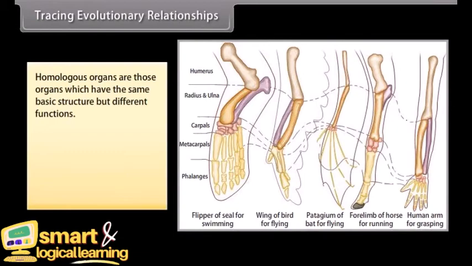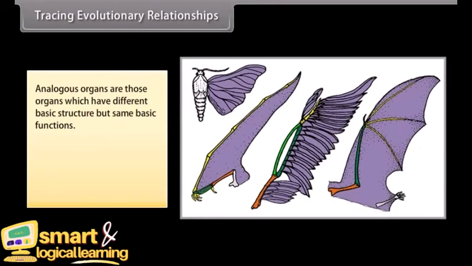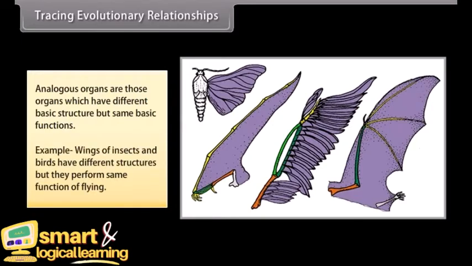Homologous organs are those organs which have the same basic structure but different functions. Example, forelimbs of a frog, bird, and man. They are built from the same basic design of bone, but they perform different functions like jumping, flying, and grasping. Analogous organs are those organs which have different basic structure but the same function. Example, wings of insects and birds have different structures, but they perform the same function of flying.